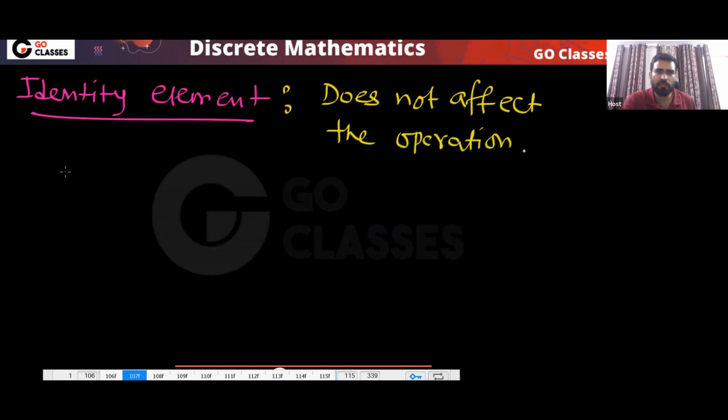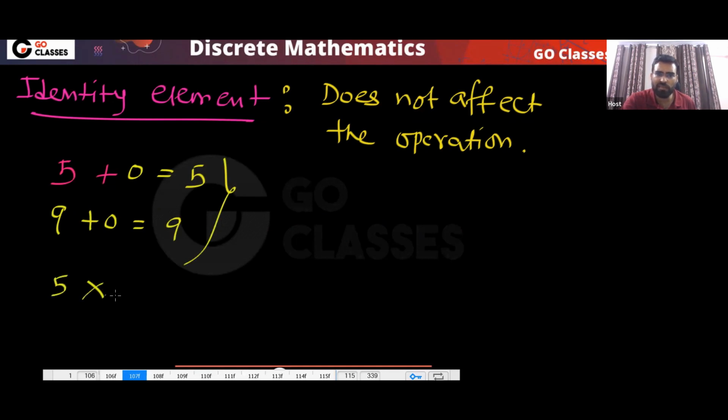What does it mean? For example, can anyone tell me what is the identity element for addition? Which element does not affect the addition operation? You can notice this 0 does not affect addition. What about multiplication? Which element does not affect multiplication? This 1 does not affect multiplication.